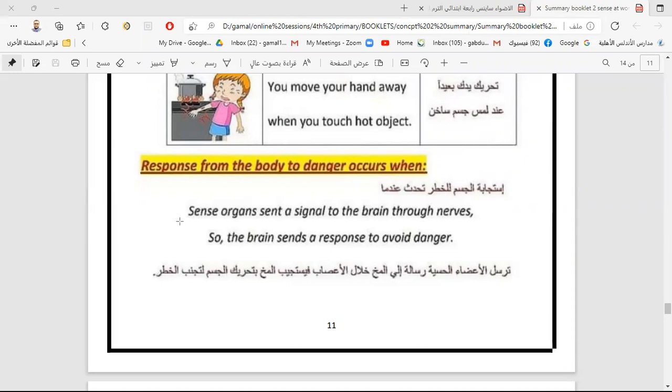The sense organ sends a signal. This signal is an electric message. This signal is what? Electric message. Excellent, my son. Electric message, okay? Electric message, this is so fast. Why is it so fast? Why is this electric message so fast?